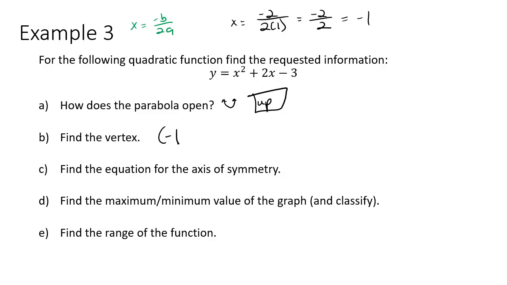To find the y value, we're just going to plug it back in. So this would be -1 squared plus 2 times -1 minus 3. So this would be 1 minus 2 minus 3, or 1 minus 5, which would give us a -4.